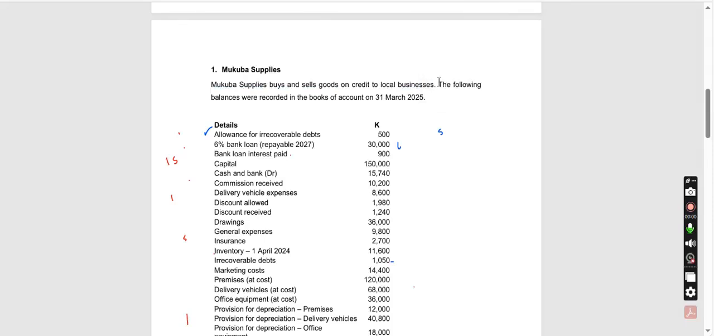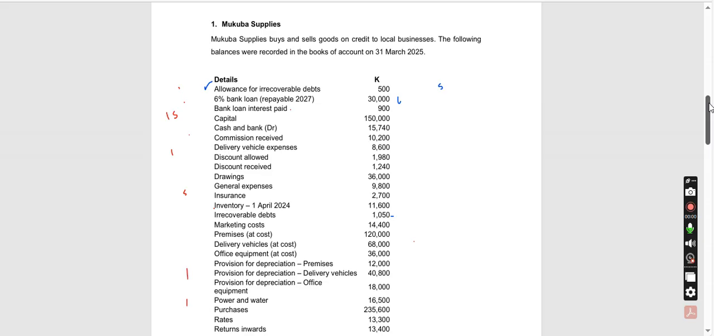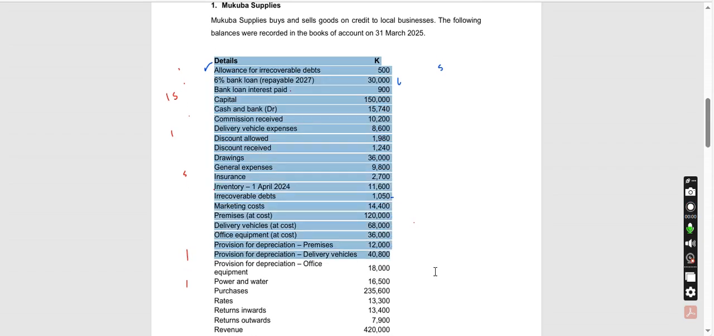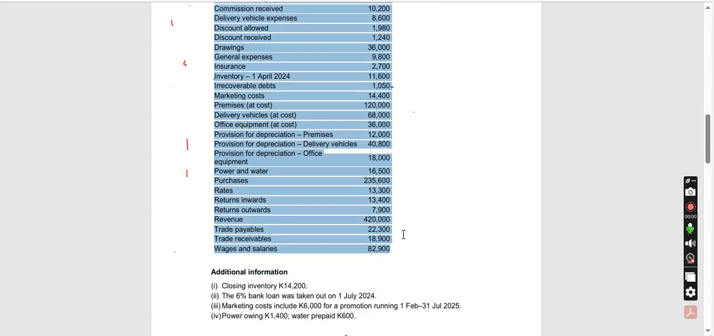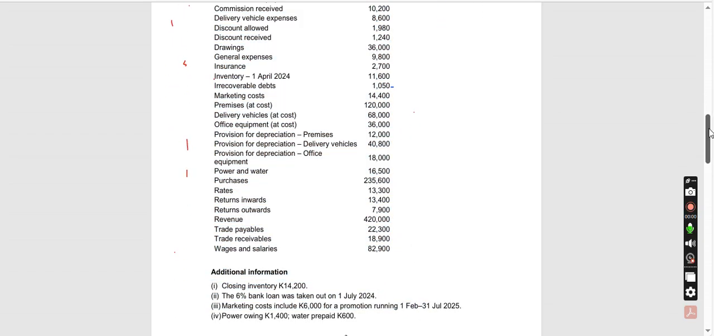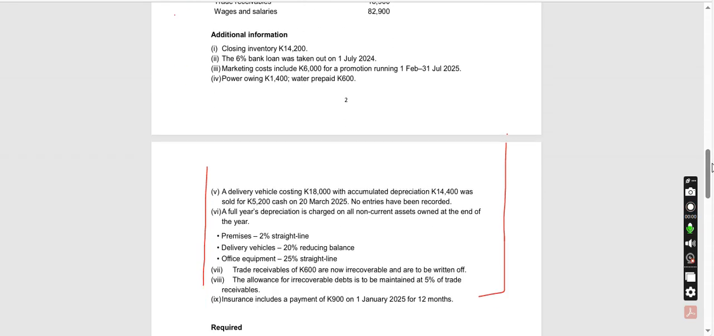Balances. The following balances were recorded in the books of account on 31st March 2015. Okay, so we've got all this information here. Okay, and then we have this additional information.